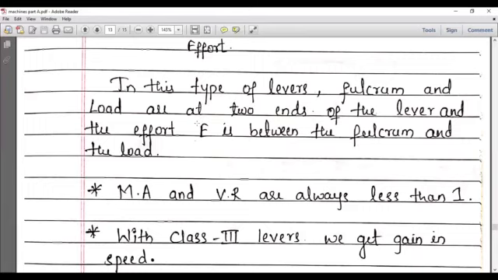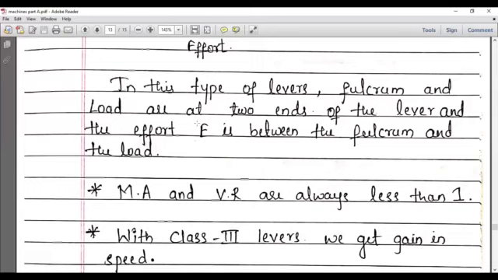An example of a class 2 lever in your body is raising the weight of the body on your toes. When you raise your body weight on your toes, what happens? The toe point acts as the fulcrum, and the load will be your body weight. Effort will be acting by the muscles at the other end. You can go through a textbook and refer to this. Okay, so this is the example of a class 2 lever.